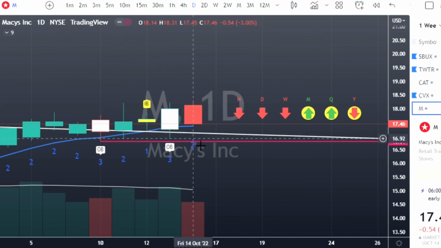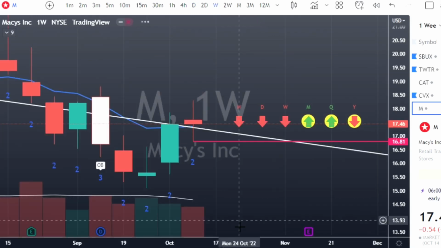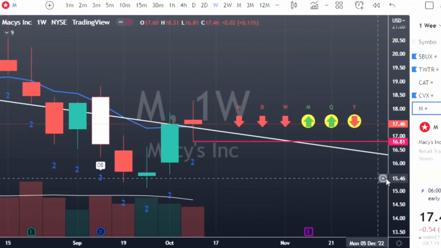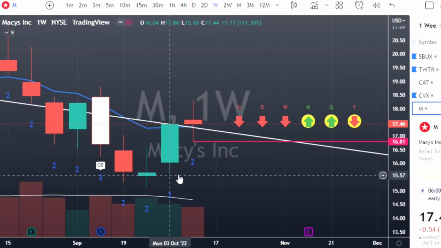And we'll go back to that weekly on Macy's because we are looking for that 2-down red. Puts at 16.81 and the magnitude down to 15.59 on Macy's.